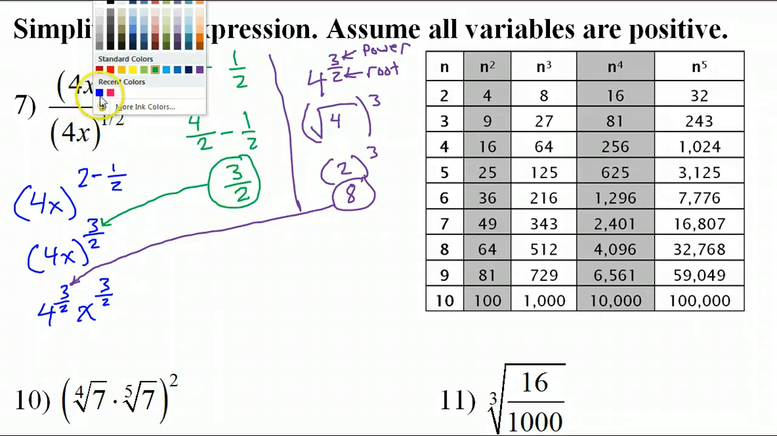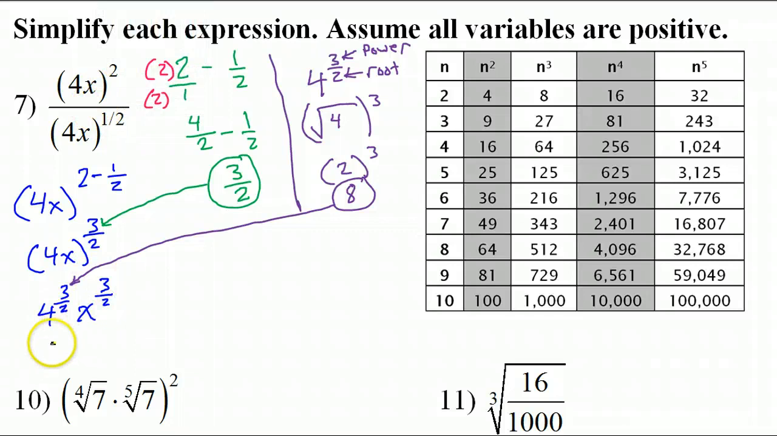So I'm going to wind up with 8x to the 3 over 2 power. And that should be your final answer for number 7. Alrighty then, that's just genius.